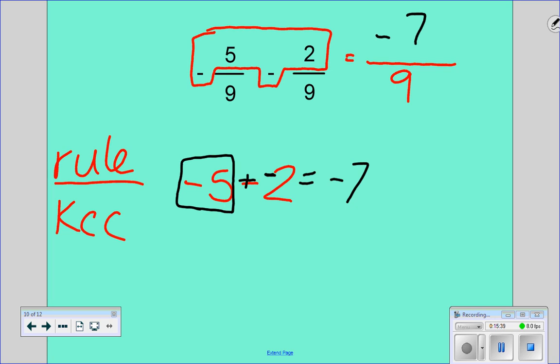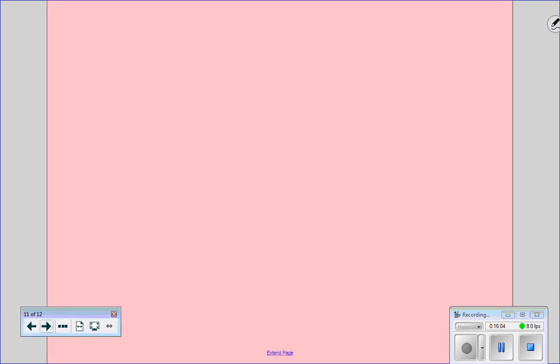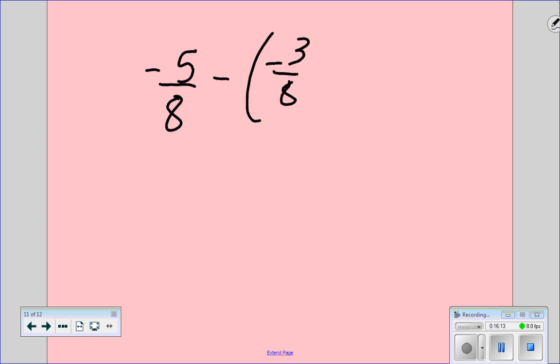You will have to do this on your homework today, so make sure you have some kind of example in your notebook. We'll do another one. Okay. Let's do this one. Negative 5 eighths minus negative 3 eighths.